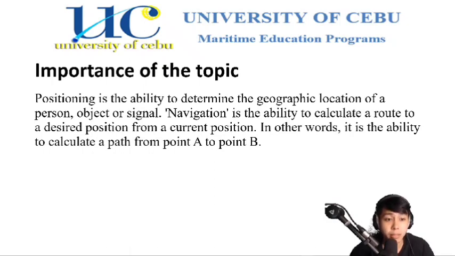Positioning is the ability to determine the geographic location of a person, object, or signal. Navigation is the ability to calculate a road to a desired position from a current position. In other words, it is the ability to calculate the path from point A to point B.